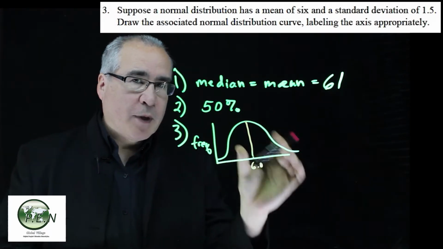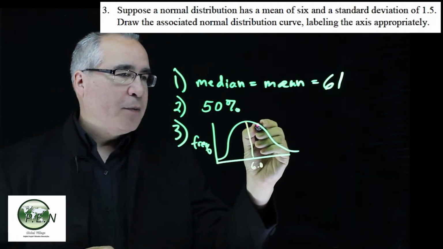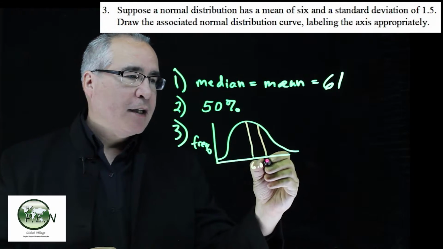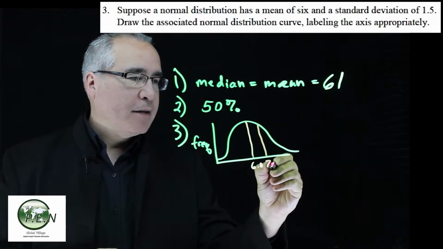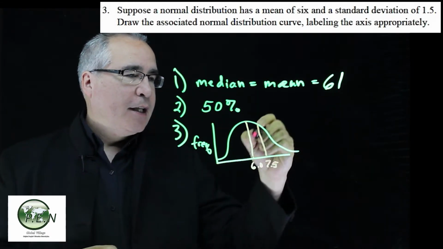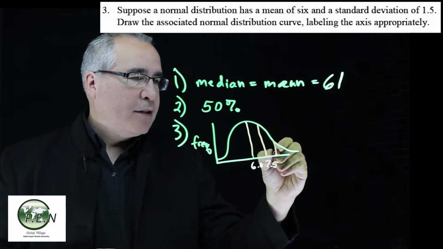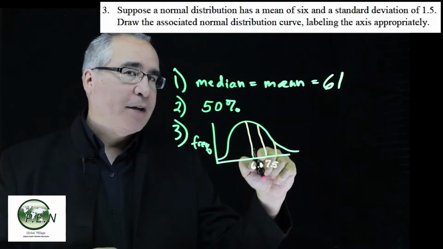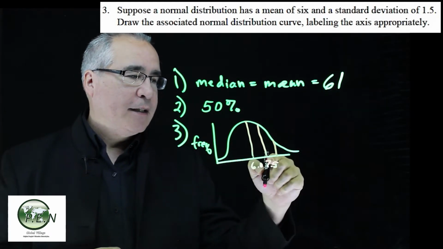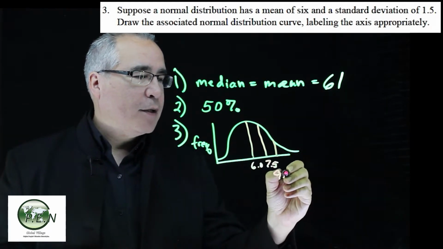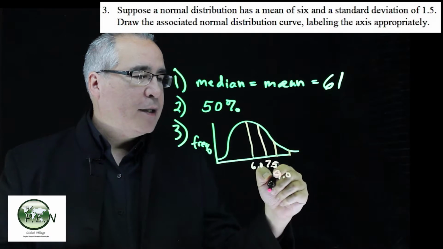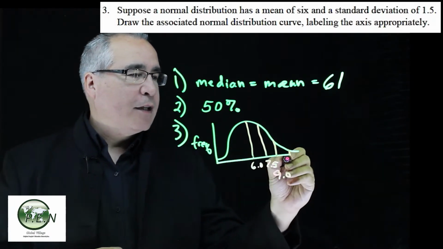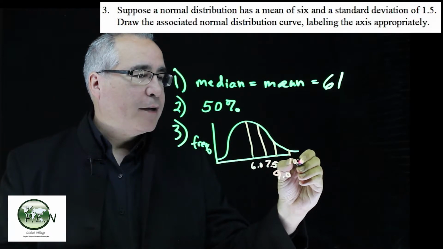As we go up, one standard deviation is, we're going to add 1.5 to this, so that gets us to 7.5. We go up another standard deviation, will be about here. This is going to be 7.5 plus 1.5, that's going to be 9.0. And then 3 standard deviations, we add 1.5 to the 9, that's going to give us 10.5.